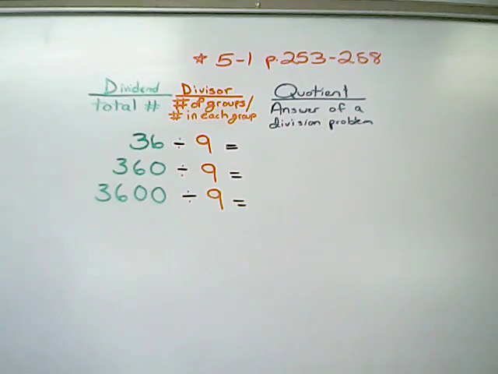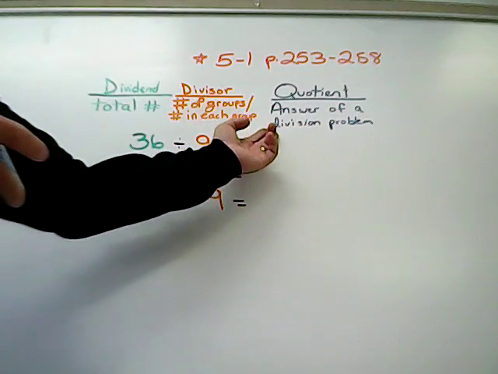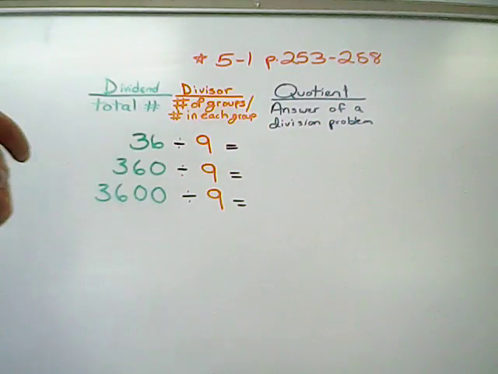And finally, in blue, we have the answer to our division problem. The answer to a division problem is called the quotient. Those are three extremely important things to remember when dividing. The dividend is your total number. Divisor is the number of groups or the number in each group. And finally, the quotient is going to be the answer that is produced. So let's get started with 5-1, which is using mental math to help us divide.